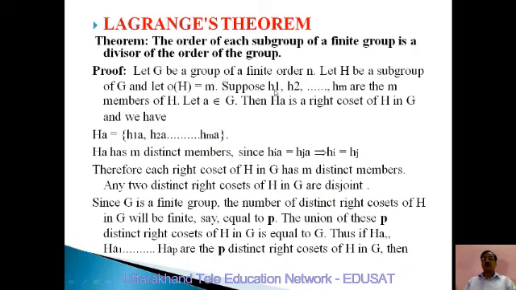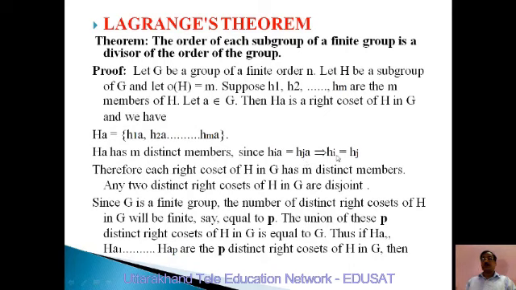Now suppose h1, h2, up to hm are the m members of H. Let a belong to G. Then Ha is a right coset of H in G, and Ha is written as h1a, h2a and so on up to hma. Ha has m distinct members, since hia equal to hja.